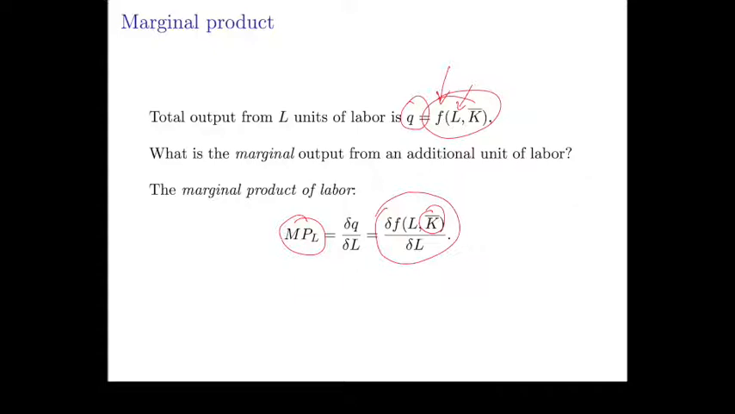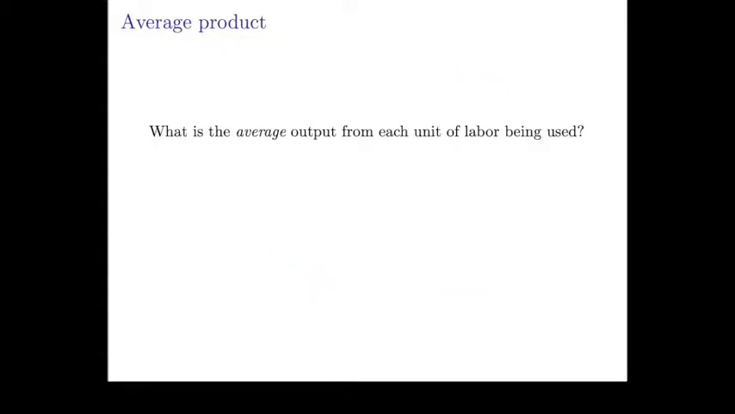Other than the marginal product of labor, you might also be interested in the average product of labor. So what is the average output you get per unit of labor that you use? For example, if you're measuring labor in hours, and you measure output in number of widgets that you produce, how many widgets do you produce per hour of labor? Well, that would be the average product of labor.